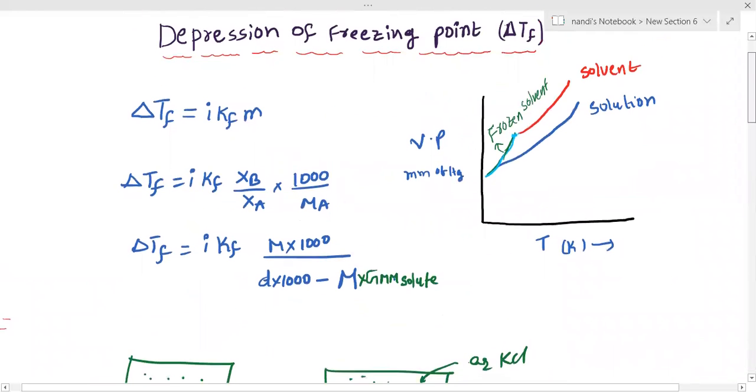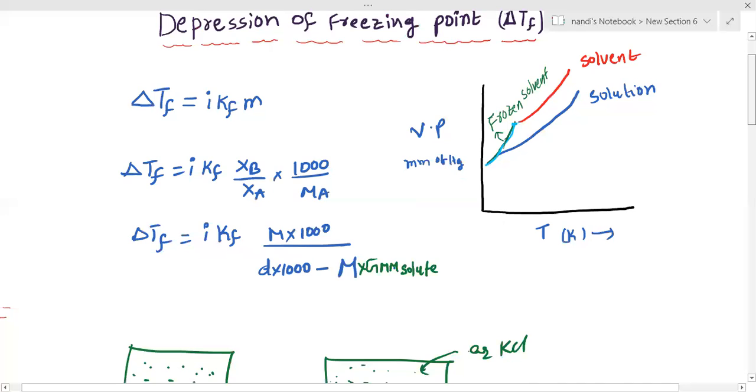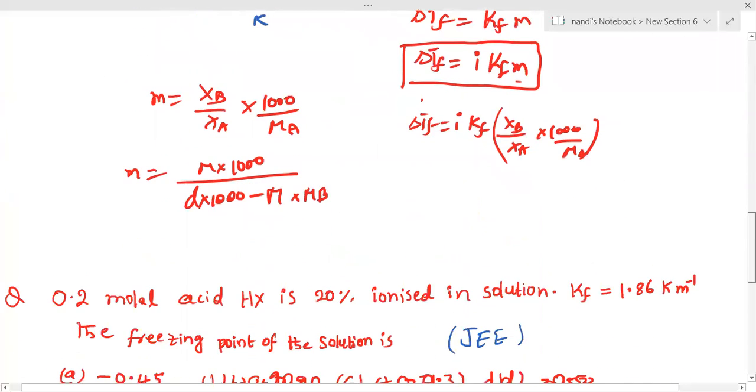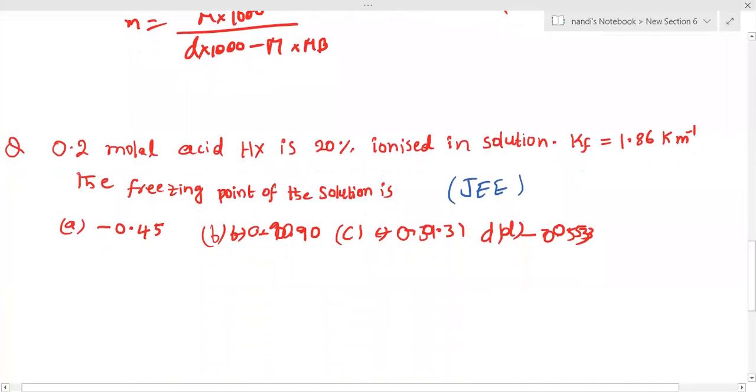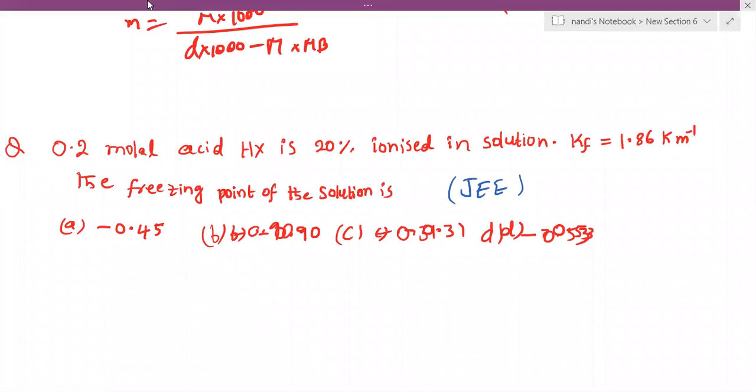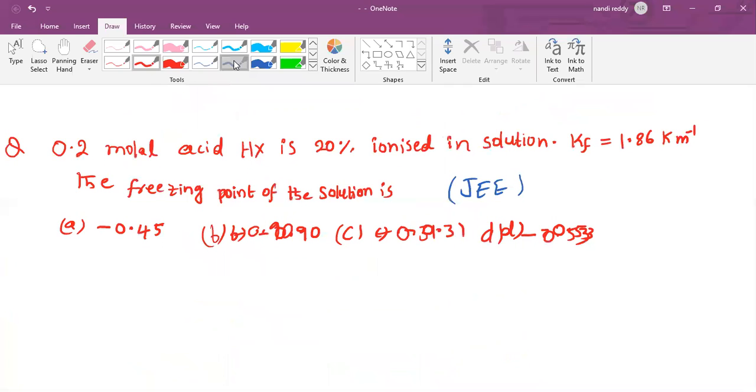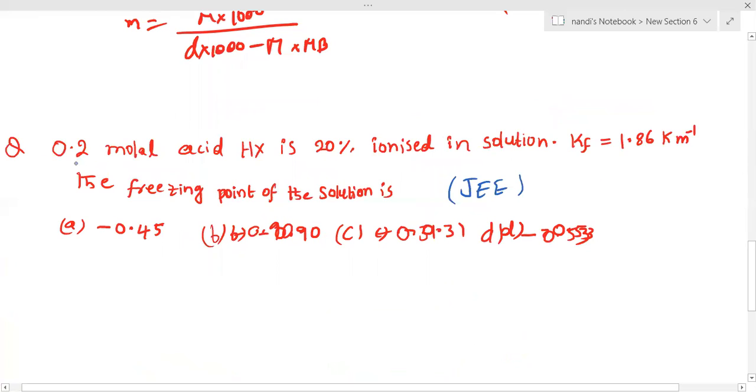So this is a clear graph as well as formulas. We'll try to apply our concept here, then we'll solve this question. Very simple. Read the first question, what data they gave. Molal means molality. HX is the one acid, a hypothetical acid. You assume 20% ionized, means the alpha value they mention. In solution, Kf value they give, and the freezing point of the solution.